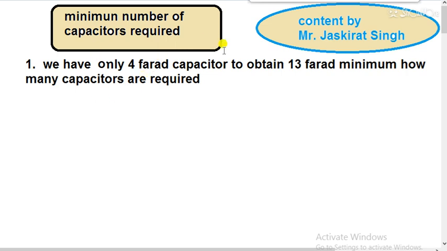So students, we are working with 4 farad capacitors. We have to find the minimum, because the maximum we cannot find. It is the biggest concept that we cannot find the maximum number of capacitors. We can find only the minimum number of capacitors. So now starting.